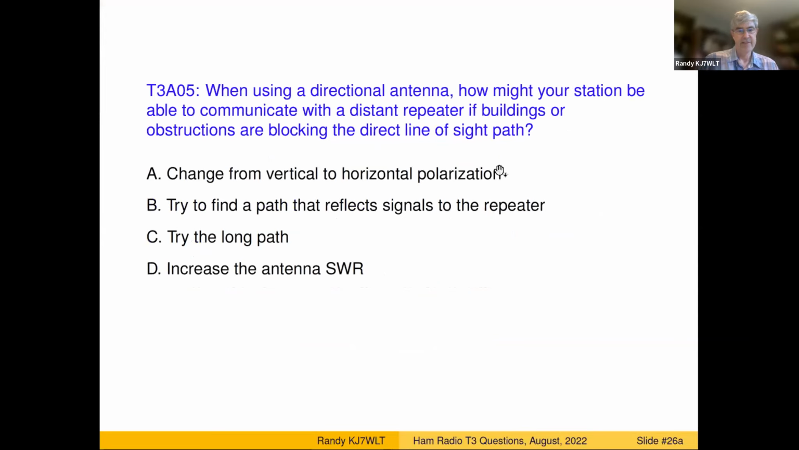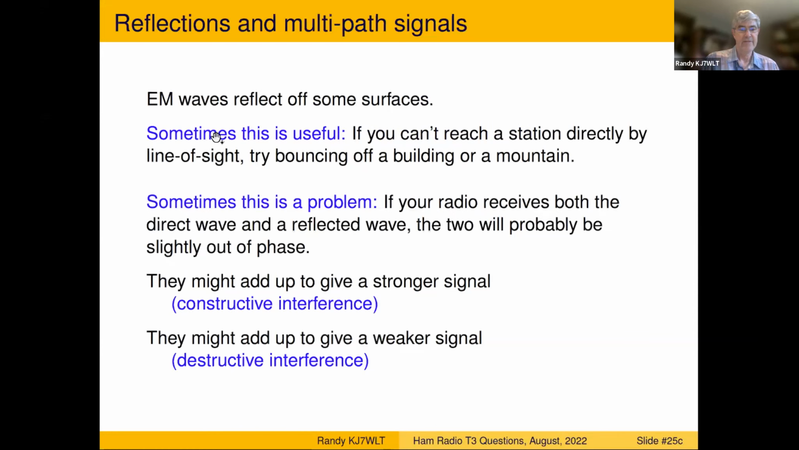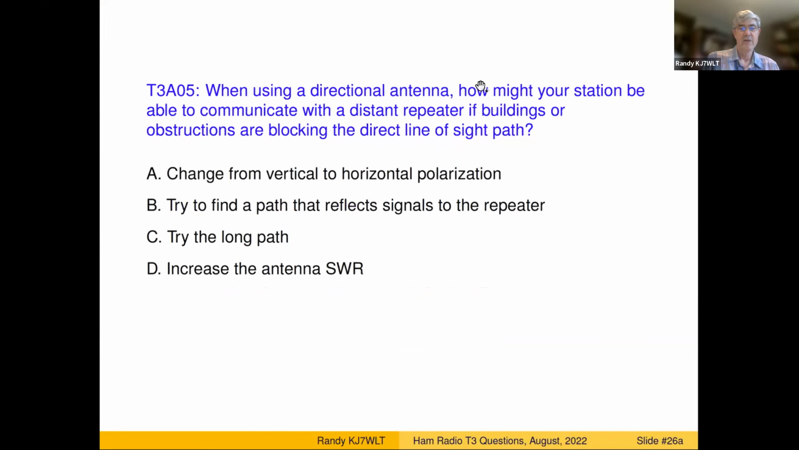So first, I guess this is the first part of this. Sometimes it's useful. If you're using a directional antenna, how could you communicate with a distant repeater if buildings or obstructions are blocking the direct line of sight, so you can't see the repeater or some other person you're trying to reach directly by a direct path? Well, you could try to find a path that reflects the signal off of a building or something to the repeater.